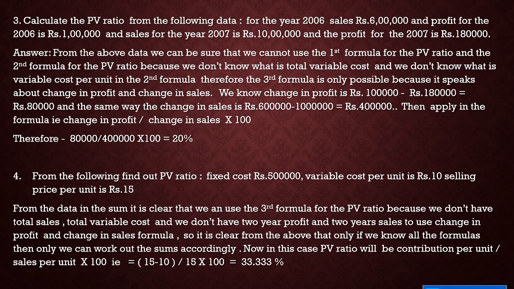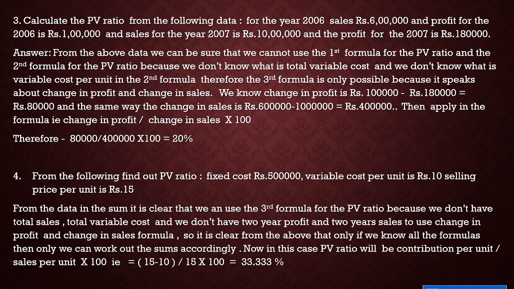Now we'll do the third sum. Calculate the PV ratio from the following data. For the year 2006, sales is 6 lakh. The profit for the year 2006 is 1 lakh. And the sales for the year 2007 is 10 lakh. And the profit for the year 2007 is 1,80,000.